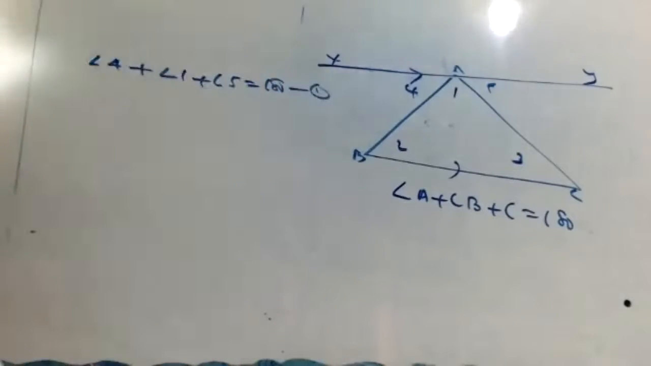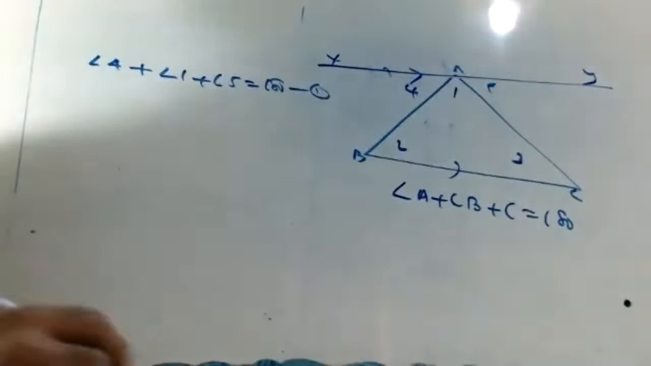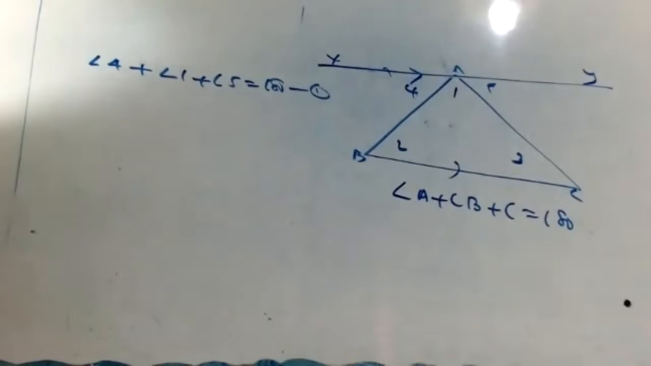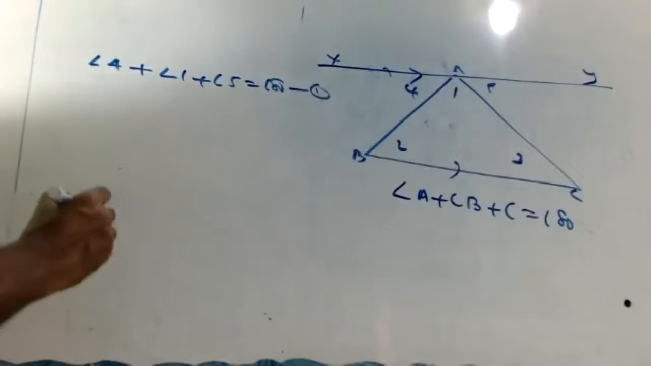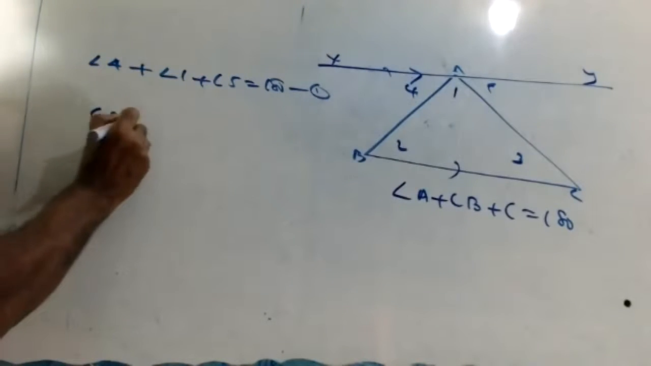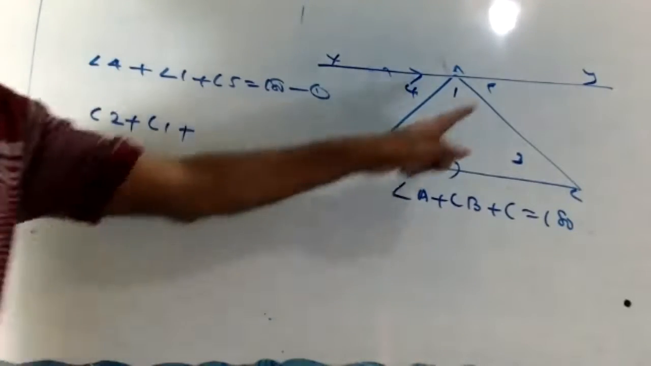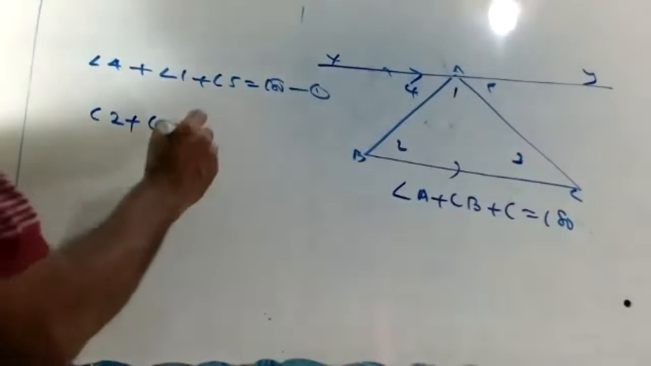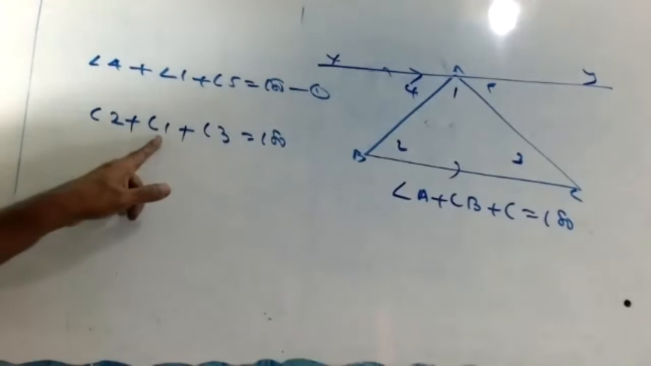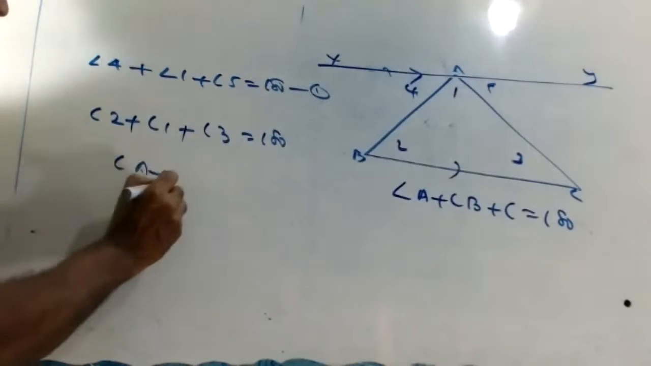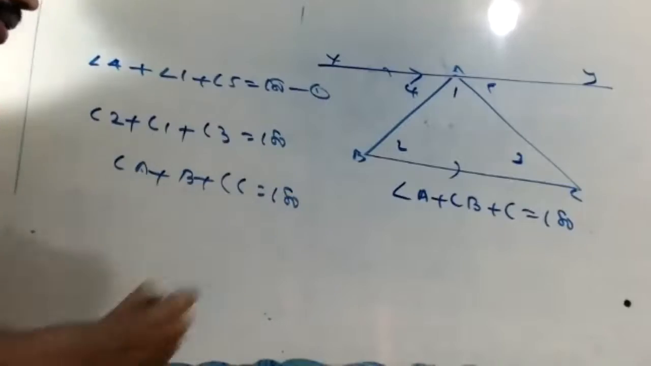Number 1. Reason? The sum of all the angles in a straight line is 180 degrees. But angle 4 and angle 2 are equal. Reason? Alternate angles. That is why I wrote 2. Keep 1 there, plus 5 equals 3, equals 180. So finished. Angle 1 (A), angle 2 (B), angle 3 (C) equals 180 degrees. This is one.